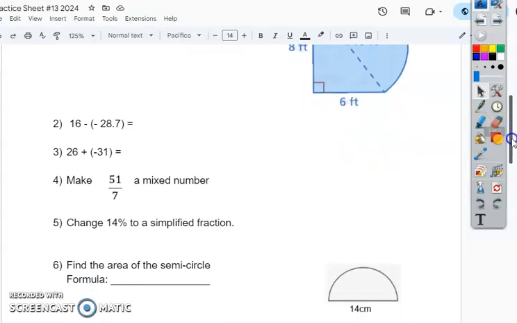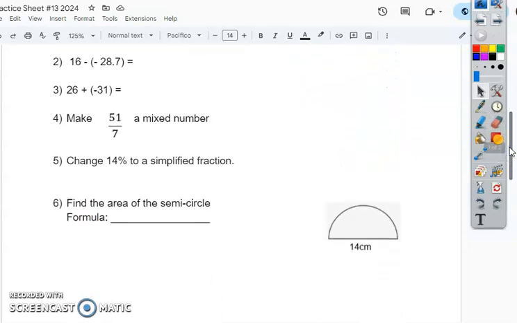Number 5. We've been working on this. Change 14% to a fraction, remember? 14 over 100. Now you have to simplify it. Hint, hint, you will divide by 2. By 2 over 2, I guess I should say.